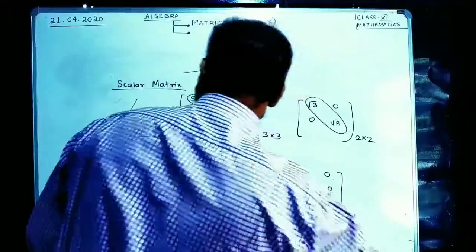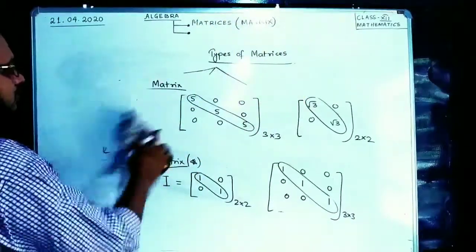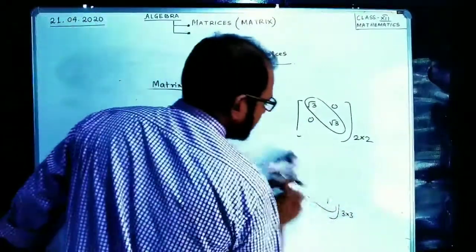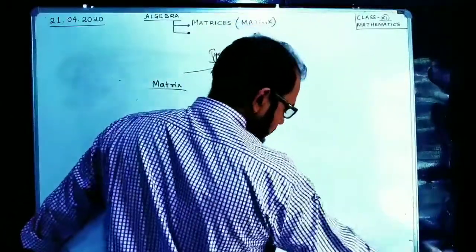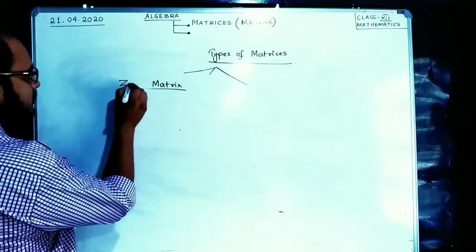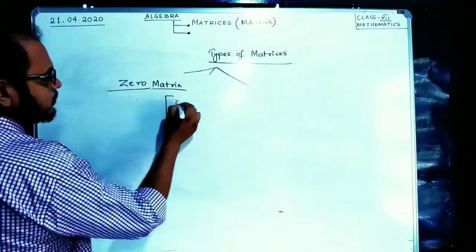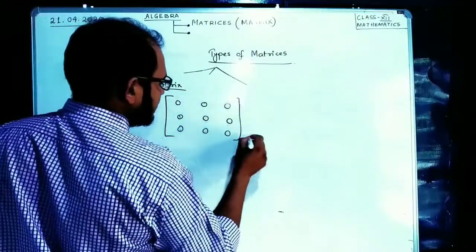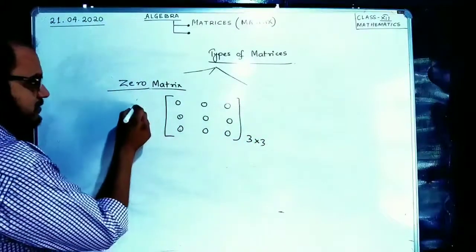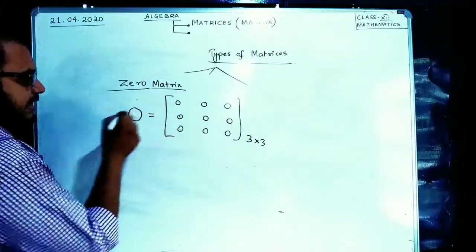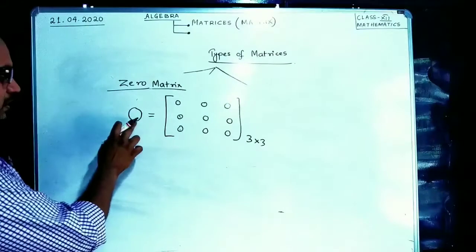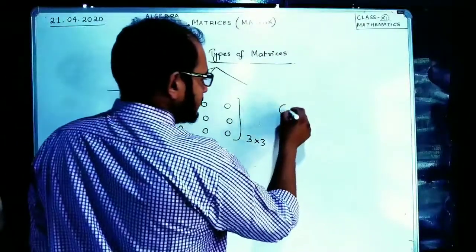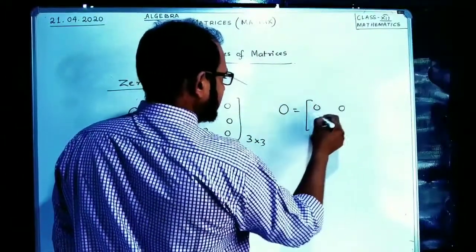And there is a last type of matrix, we call it a zero matrix. Can you guess why it is known as a zero matrix? It is because all the elements of a zero matrix are 0. Whatever order it may be, all elements are 0. So it is a 3 by 3 matrix, and we represent this zero matrix with a capital O. The alphabet capital O represents the zero matrix. So this is a 3 by 3 zero matrix. Another example, a 2 by 2 zero matrix, is this.